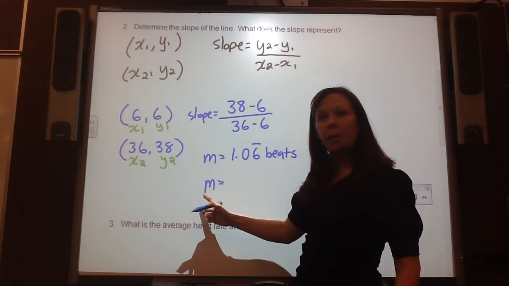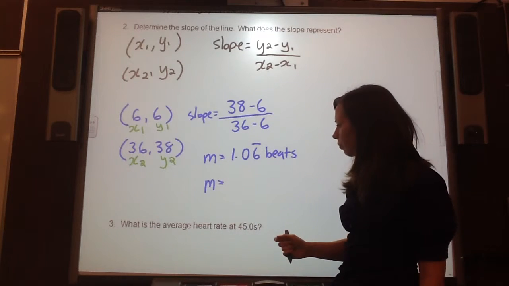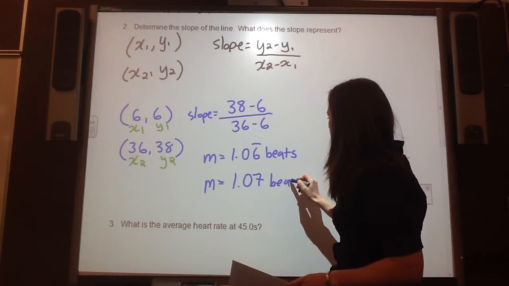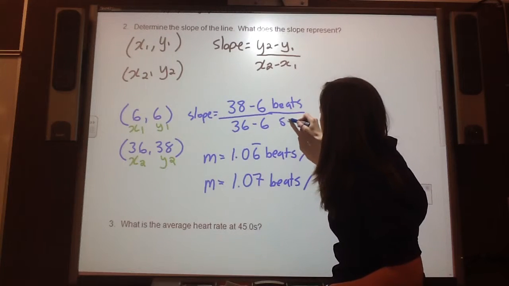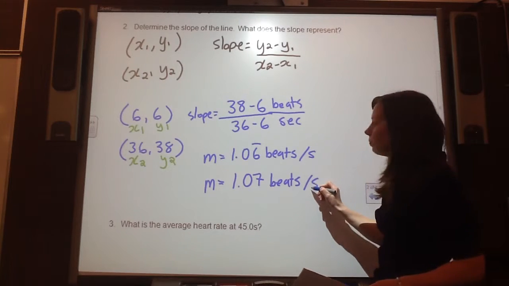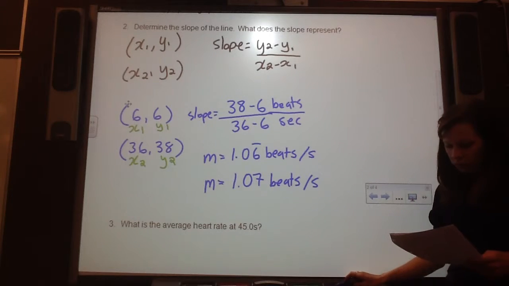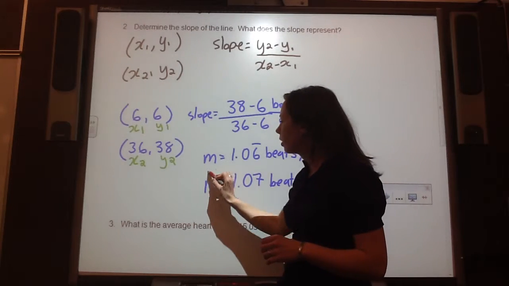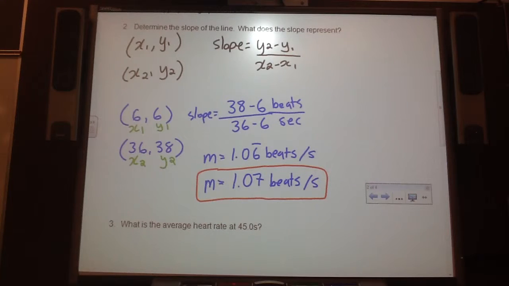So I'm using the symbol M to represent slope now. Do you see that? Okay, I'm using the symbol M to represent slope. So I'm going to just round that off to 1.07. And, oops, I missed something. This should be beats, and below is seconds. So my unit should be beats per second, right? So that's the answer to the first part of our question of what is the slope of the line. That is the numerical slope of the line, okay?